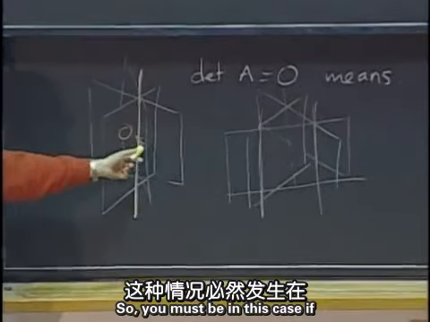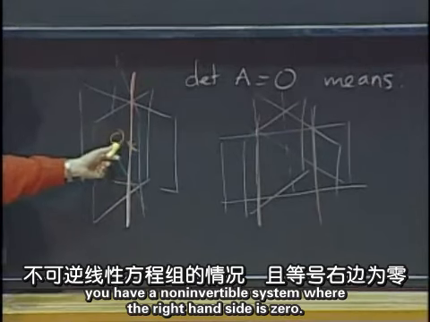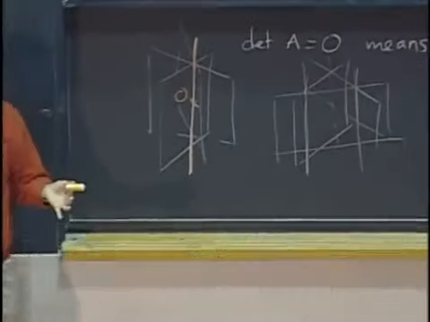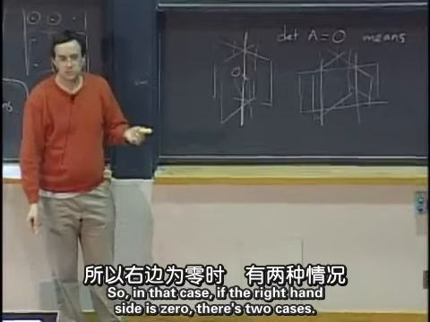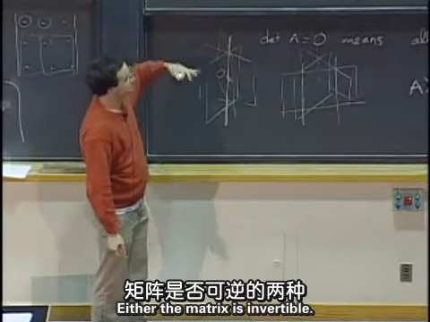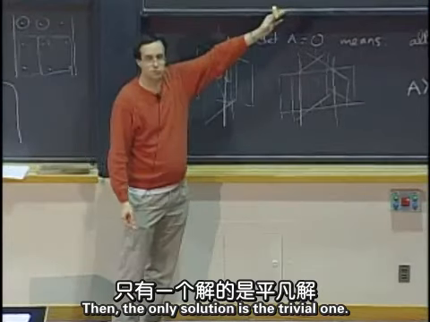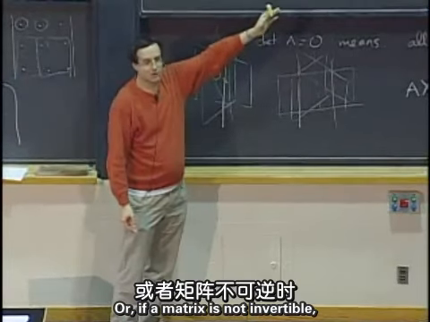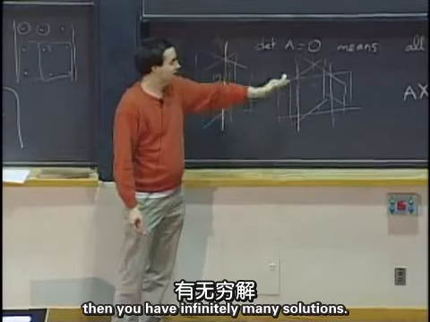So you must be, in this case, if you have a non-invertible system where the right-hand side is 0. So in that case, if the right-hand side is 0, there's two cases. Either the matrix is invertible, then the only solution is the trivial one. Or if the matrix is not invertible, then you have infinitely many solutions.